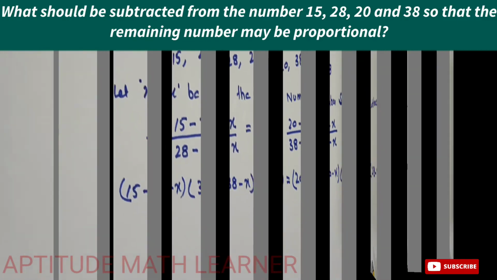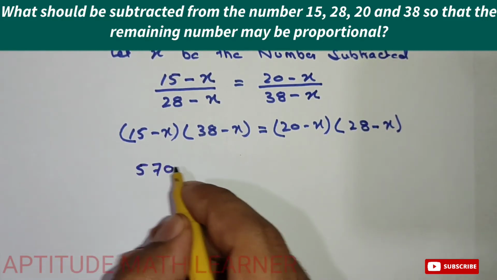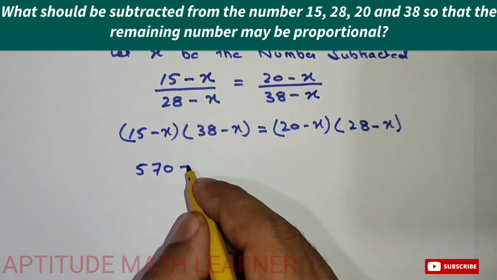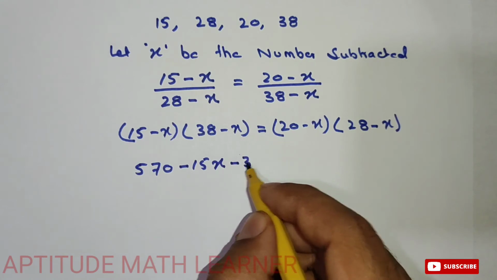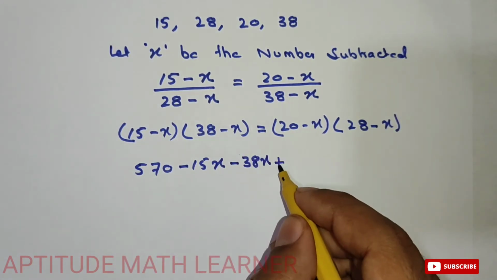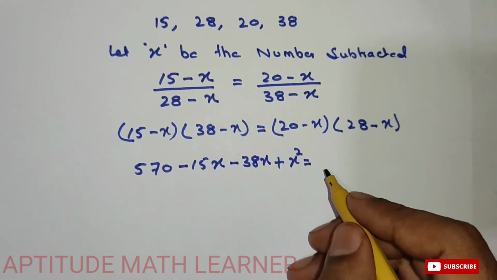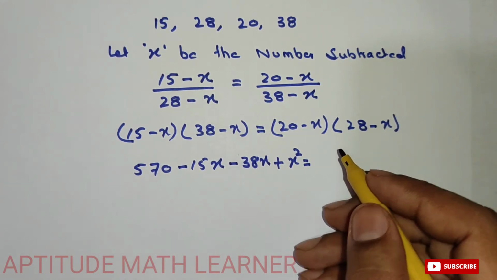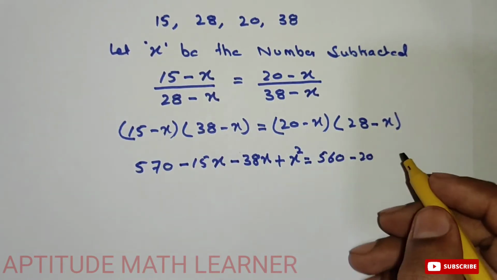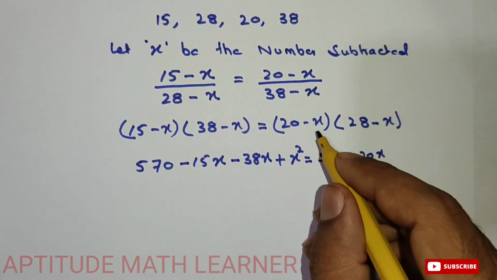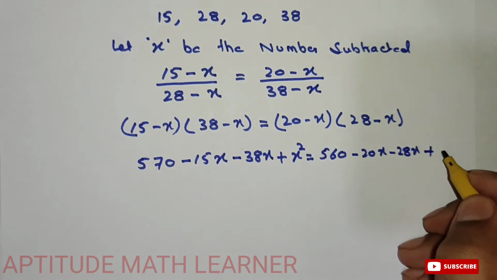So this becomes 15 multiplied by 38, we get 570. And 15 by x, we get minus 15x, and now minus x by 38, this becomes minus 38x, and minus into minus is plus x square, is equal to. For these two numbers we do the same method, and this becomes 20 multiplied by 28, that is 560, minus, we are just solving this bracket, so this becomes minus 20x and minus x by 28, that is minus 28x, and minus into minus plus, that is x square.